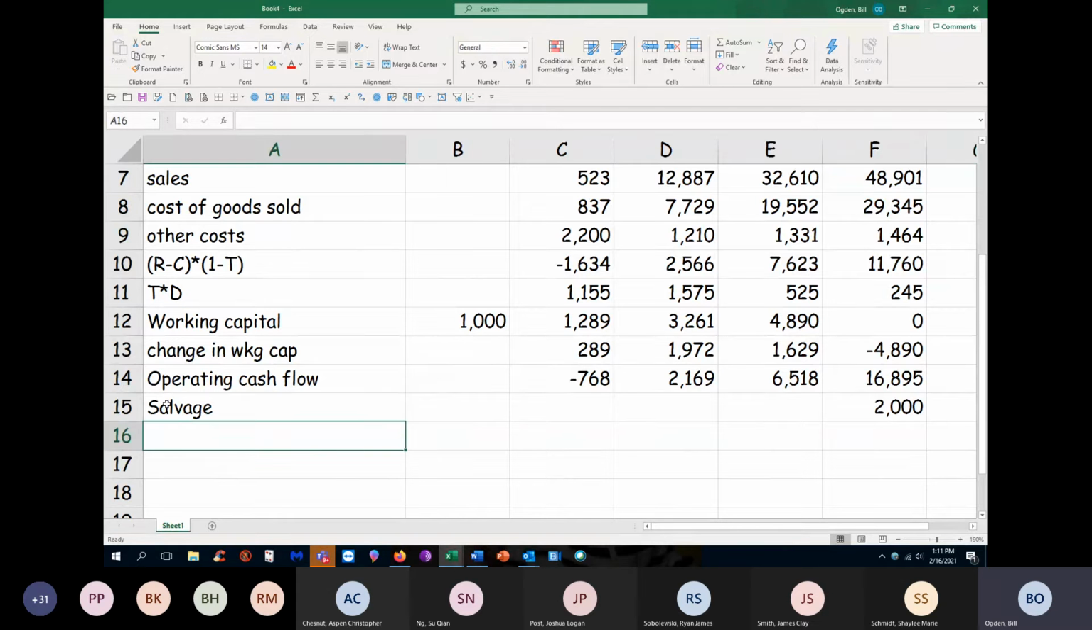So we'll do the tax cash flow. Of course, that is the minus T times salvage value minus book value. Now, this might appear that I'm taxing the entire salvage value, but I'm really not. It just so happens that the book value is 0.